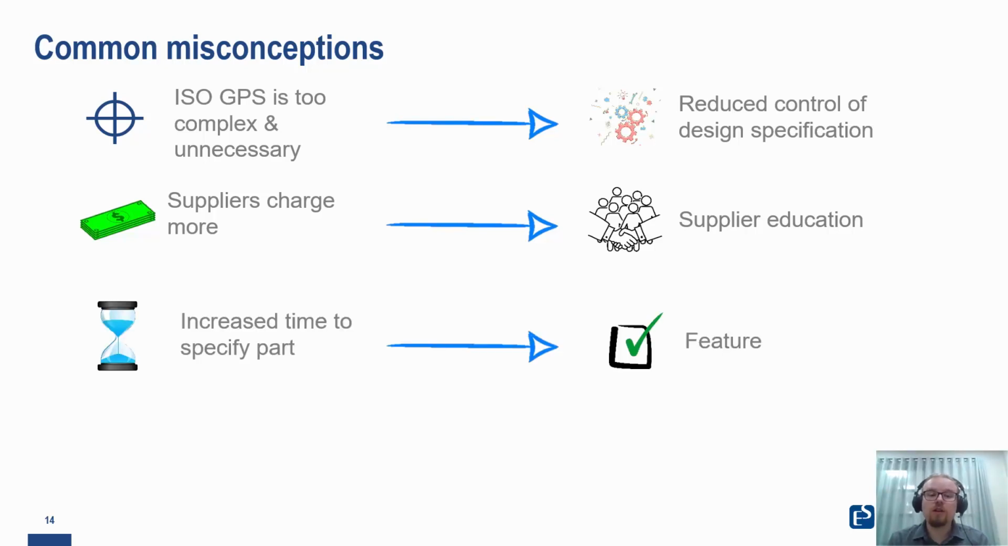It can take longer to specify our drawing. This is true. Certainly at the start, when we're just getting used to using ISO GPS, it may take us longer to think through. But this isn't necessarily true once we're comfortable with the standards, and it can help avoid many of the problems that we've talked about. In essence, because it provides a more complete specification, this isn't a bug, this is a feature.